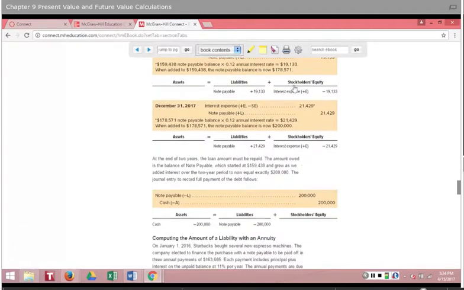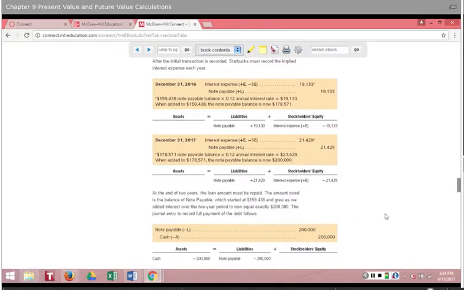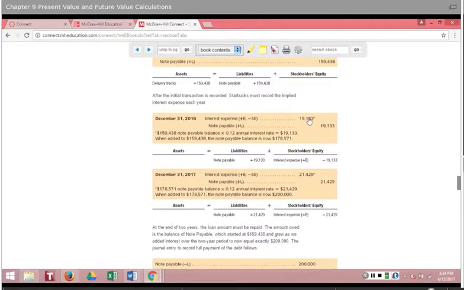So right after we do the calculation of interest and increase the note, we're going to pay off the note in the amount of $200,000. So now the note payable is debited to reduce it, and cash goes out in the amount of $200,000. We report the interest over a 2-year period on the income statement, $19,133 in the first year and $21,429. On the balance sheet at the end of the first year, we would show notes payable of $178,571.